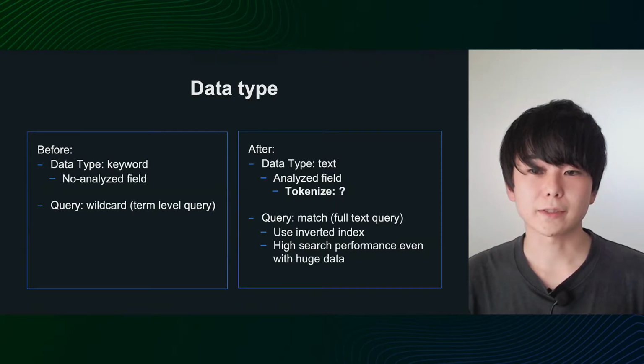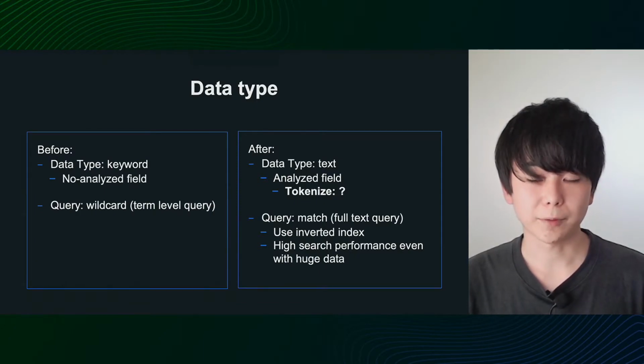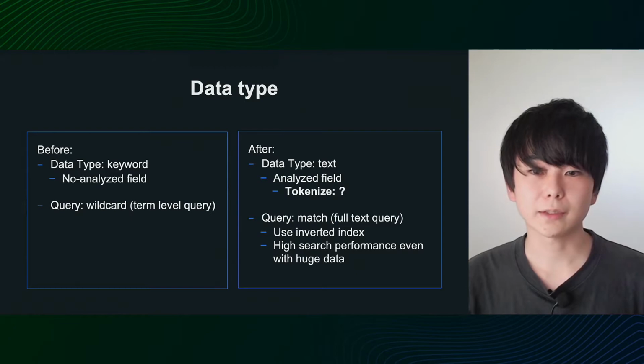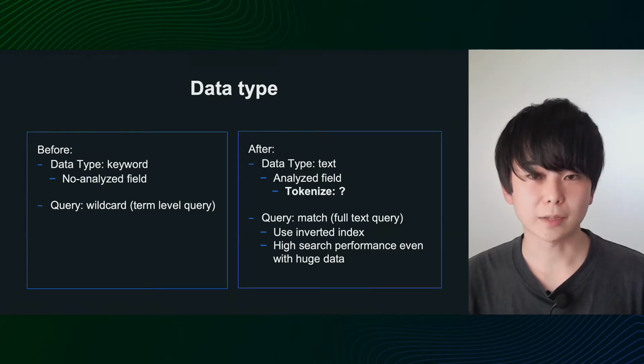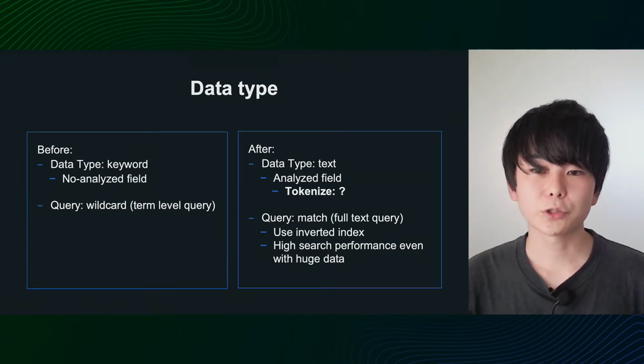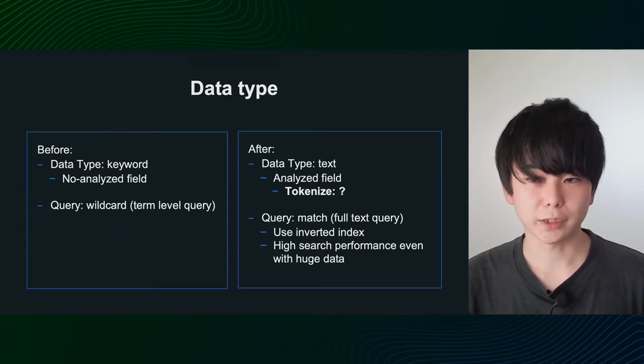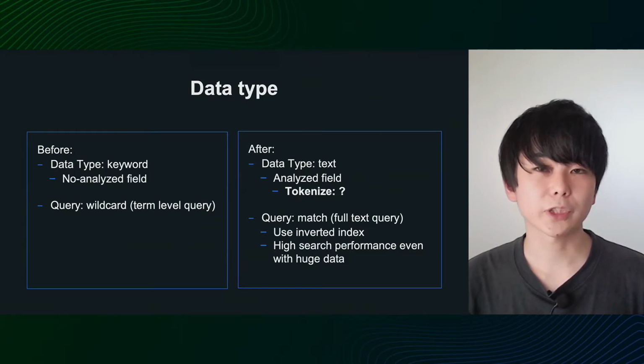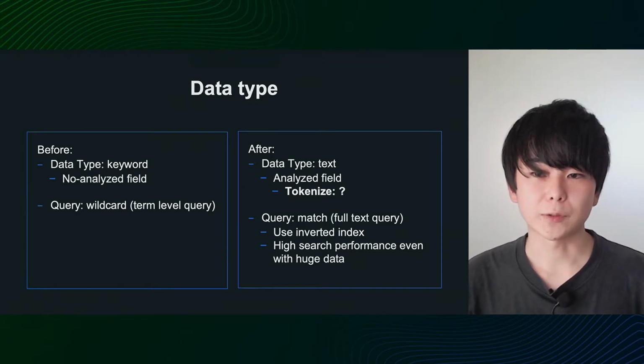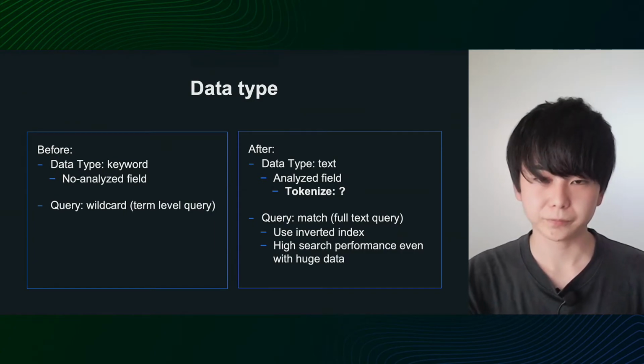In order to expand the number of search items, it was necessary to increase the speed, so we decided to use text as data type and match query, a kind of full text query. This makes it possible to use an inverted index, which will be described later, and enables fast search even for large data. In order to use this match query, we had to think about how to tokenize the data.